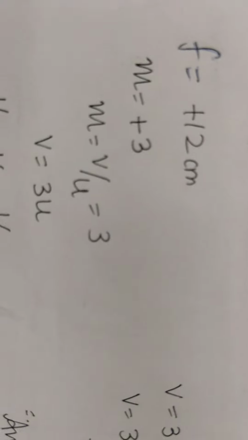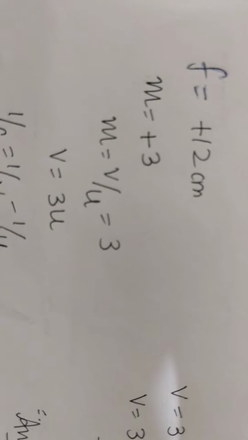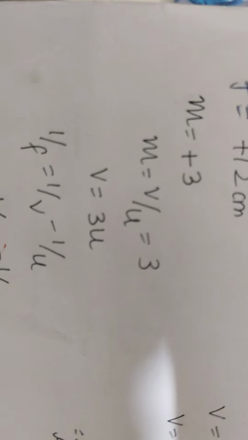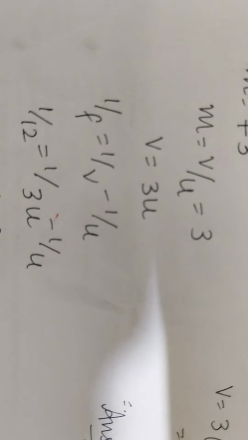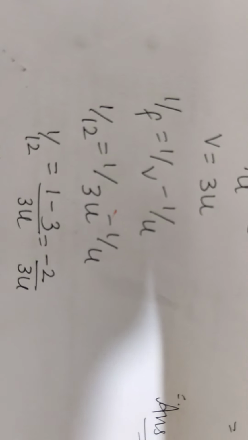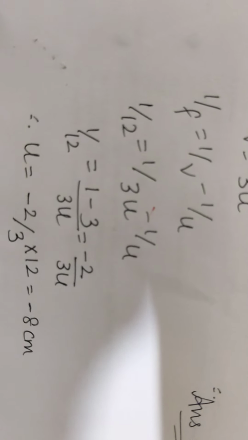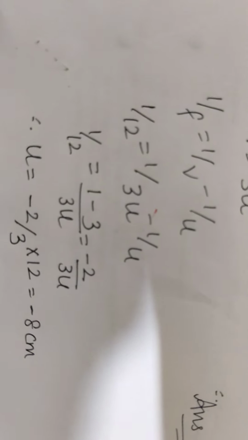Now here focal length is plus 12 cm. Magnification is plus 3. So m is v upon u is equal to 3. So v is equal to 3u. Now use the lens formula, 1 over f is 1 over v minus 1 over u, and put the value of f and write u as u and v as 3u. You can either write v in terms of u or u in terms of v as you wish. And simplify this. When you simplify this, you get 1 over 12 is minus 2 upon 3u. And hence u can be calculated to be equal to minus 8 cm.